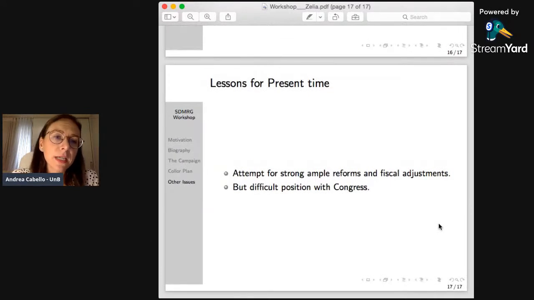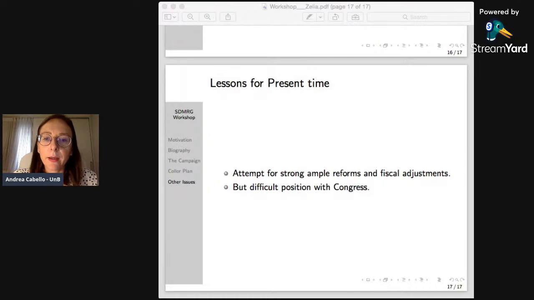And in terms of lessons for the present time, which I think is probably the most important part of an economic history exercise, one of the things that calls my attention when I look at a government like Collor's was that it came on very hard. When it started, it came on very hard with proposals of strong, ample reforms and fiscal adjustment, which is pretty much what we had when this government started. You can see so many parallels. Collor also reduced the number of ministries, I think to 13 ministries as well.